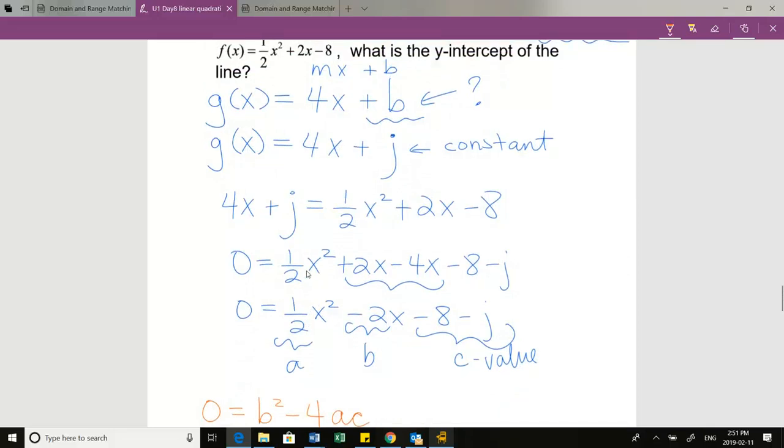Any other questions on this one? Okay, so we're still doing the first 3 steps. So we're still setting equal, moving all terms to one side, and simplifying. And then you need to use the information about the one point of intersection to solve in the discriminant. Cool? Okay, good.